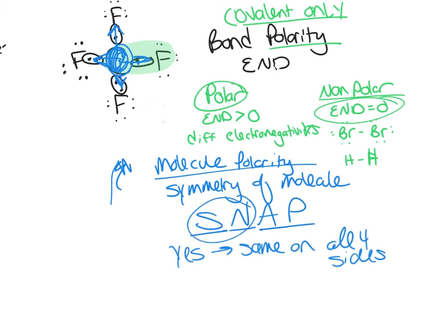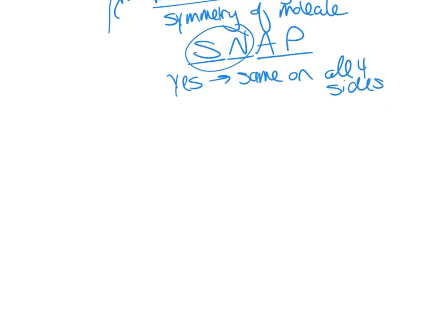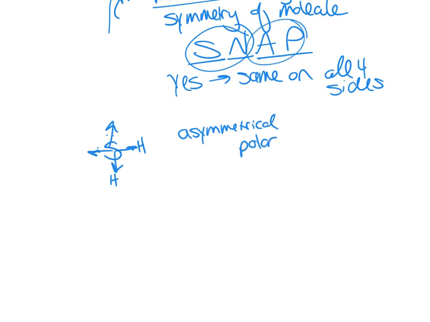If it's something like what we drew before, H2S, okay, that S in the middle is bonded to hydrogen, hydrogen, nothing, nothing, okay? That makes that asymmetrical polar, which is the AP in SNAP.